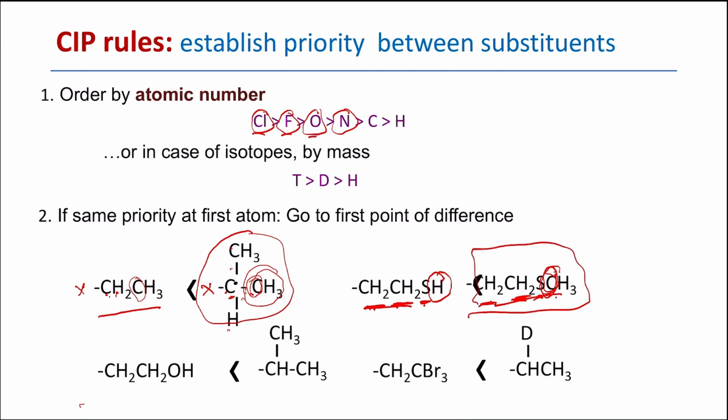The third example here, you have CH2, CH2OH, or this one, the isopropyl, CH, CH3, CH3.